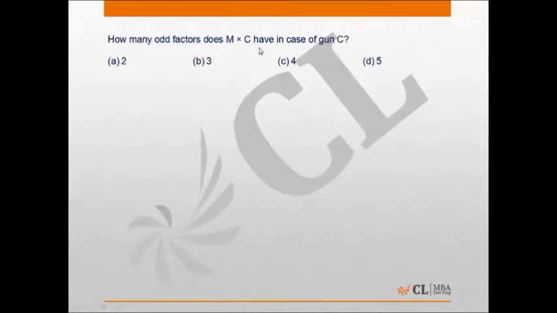How many odd factors does M into C have in case of gun C? In case of gun C, the value of M1C1 is 8000. 8000 can be written as 2 to the power 6 into 5 to the power 3. The number of odd factors will be given by 5 to the power 3 only, that is 3 plus 1, which is equal to 4. Hence the answer is again option C.